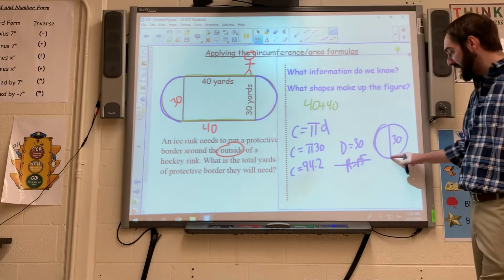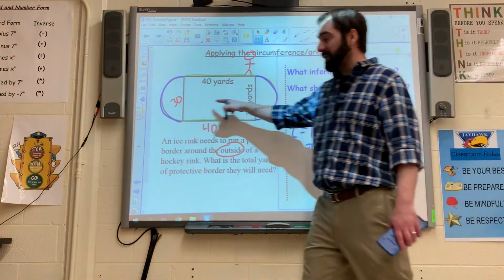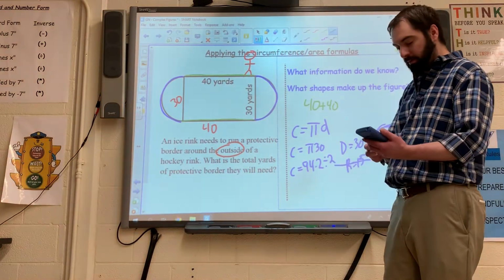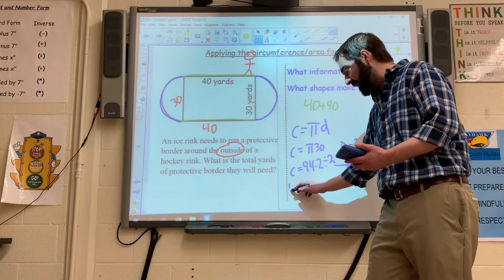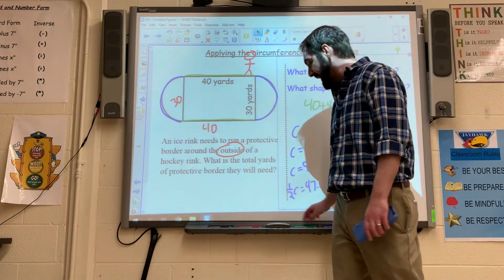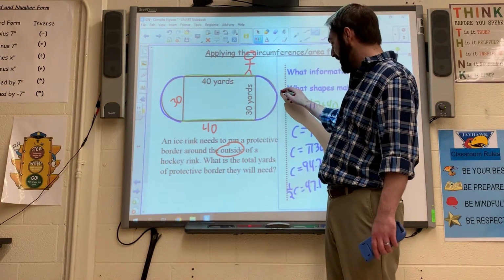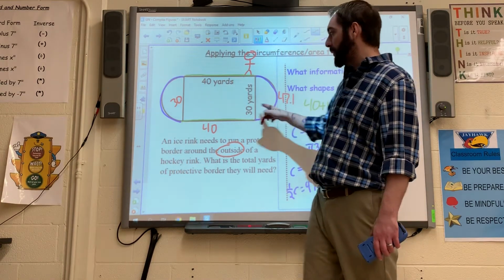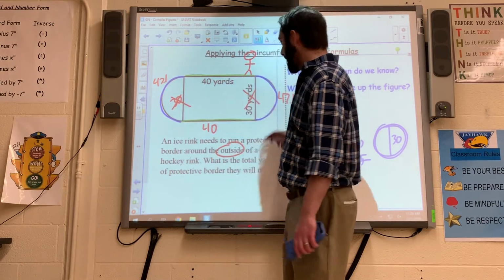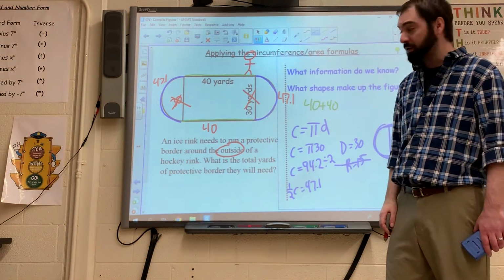But again, that's the entire circle. And I need to know the distance around just the semicircles. So I'm going to take that answer and divide it by 2. That means half of each circumference is 47.1. Again, I'll go back into my picture. I'll label what I now know. This side is 47.1. This side is 47.1. Anything on the inside, I'm just going to cross it out and not get confused by it.